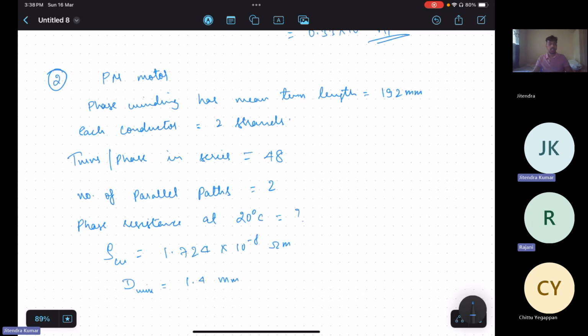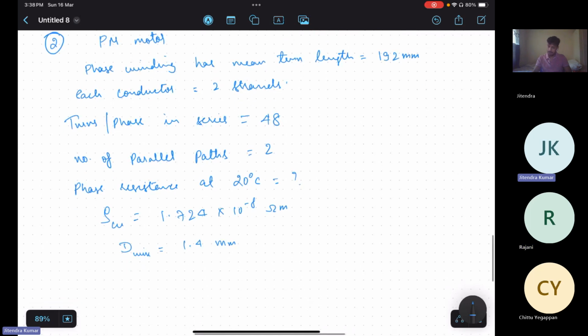R is equal to rho L by A. Sir, here L means actually mean turn length, what we used to take. Yes, mean turn length of the phase.